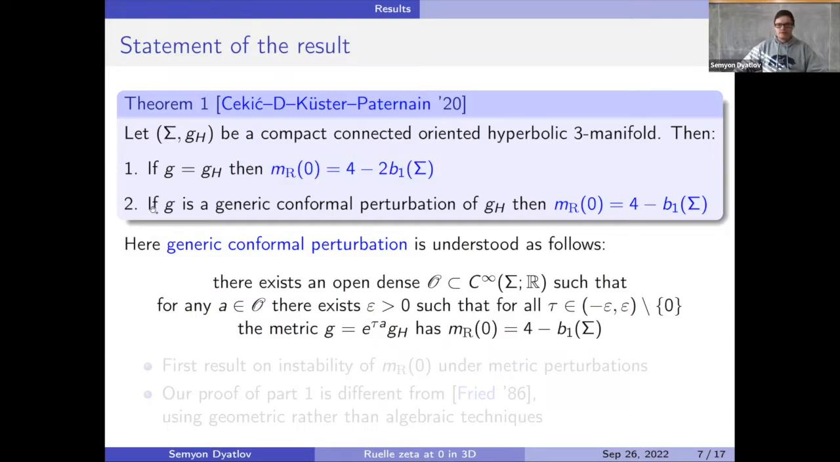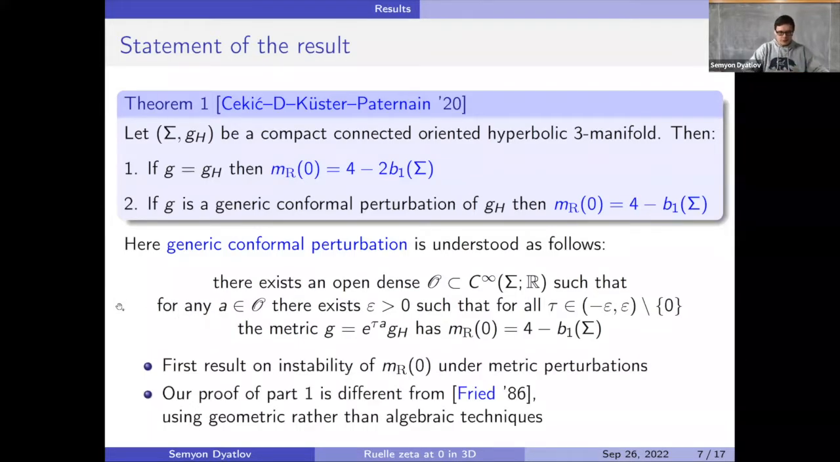The second result is that for a generic conformal perturbation of this g_H, so if you take a metric that's a generic conformal perturbation of the hyperbolic metric, then the order of vanishing is 4 minus 1 the Betti number. Here I explain explicitly what I mean by generic conformal perturbation. So this is an open dense set of perturbations. We could probably study also general metric perturbations, but it would just be more technically complicated in some places, and I don't think we'll get a different answer by studying general metric perturbations. So we're stuck to the conformal ones, which are easier for the writing.